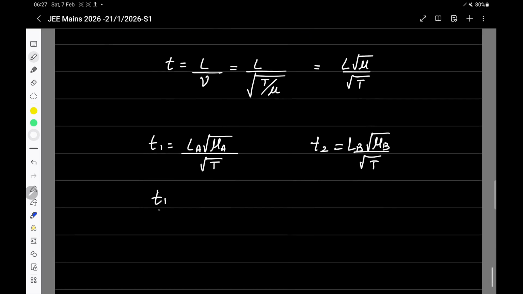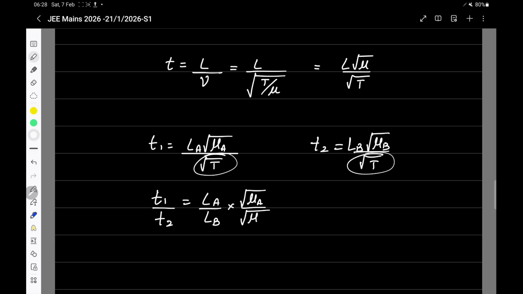So if I take the ratio t1 divided by t2, we see that the tension terms are the same, because the two rods are in series and the same tension of 500 Newton is generated on them. So the tension doesn't matter at all. t1 by t2 will be LA divided by LB into root of mu A divided by root mu B.